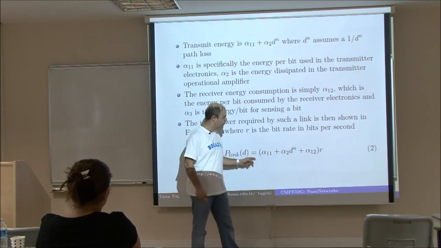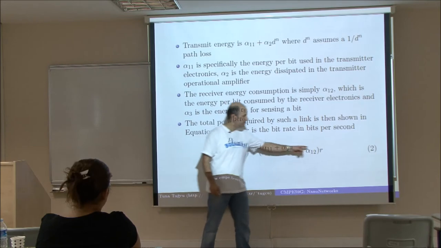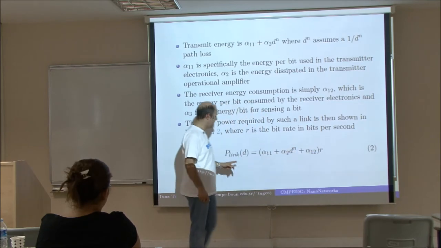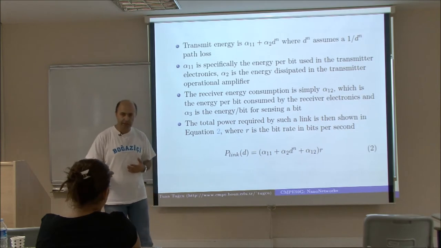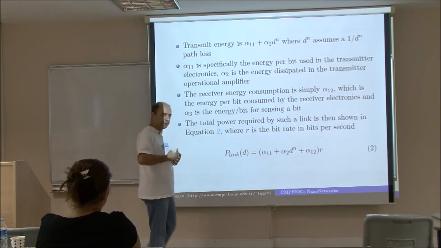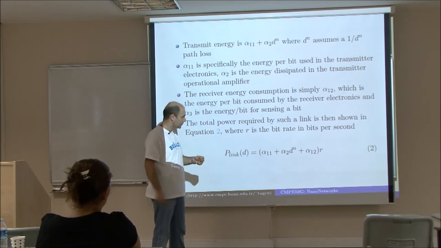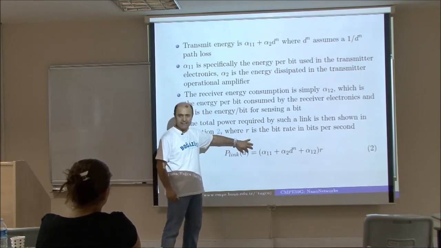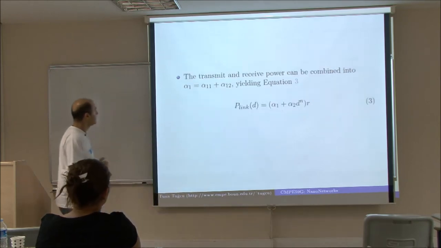Altogether, this sum would be for transmitting and receiving a single bit, multiplied with your data rate, and you will end up with the power that should be spent to transmit and receive a single bit for a distance of d, for one link distance. Okay?